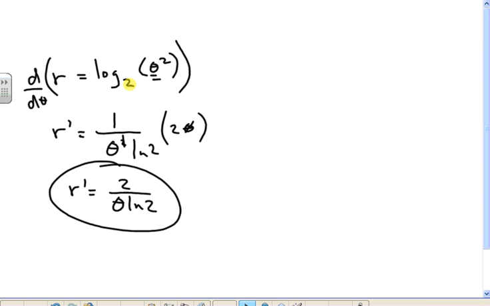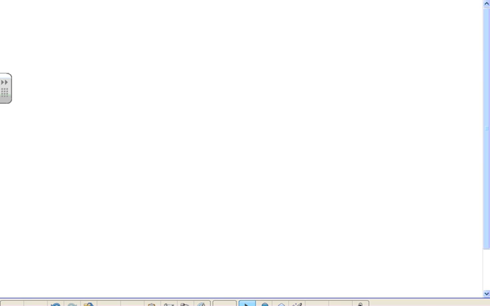Okay, we'll go one more just for good measure. We'll do an inverse trig one. Let's check out this one. We'll take y equals inverse sine of 1 minus u squared, and we'll take the derivative of this with respect to u.